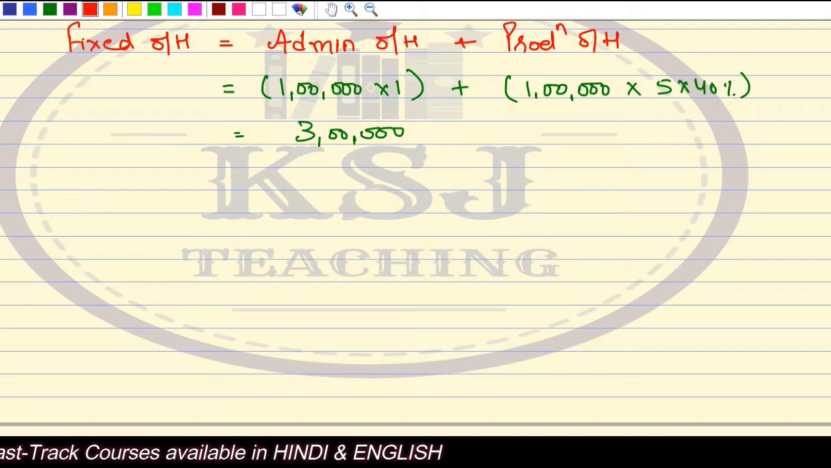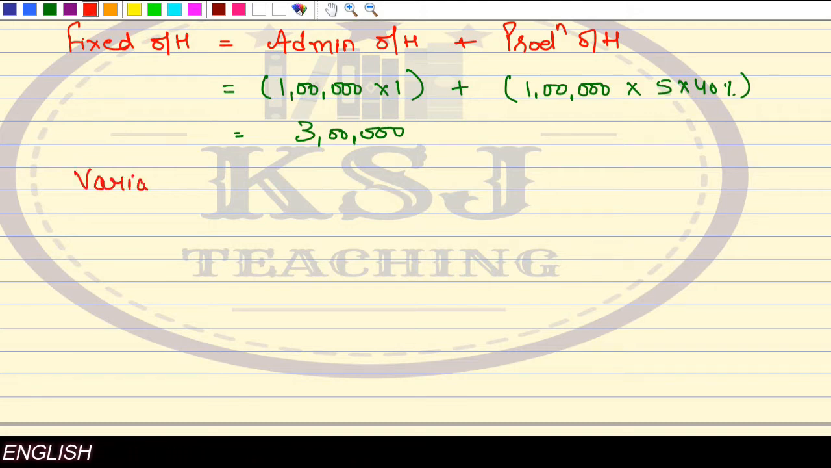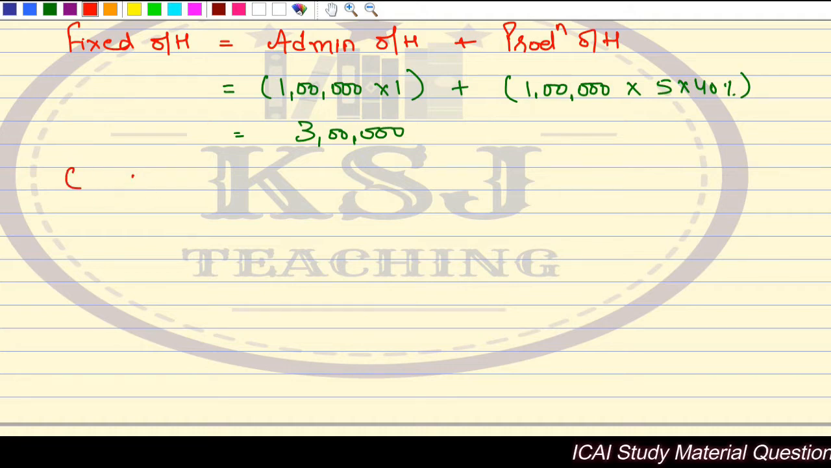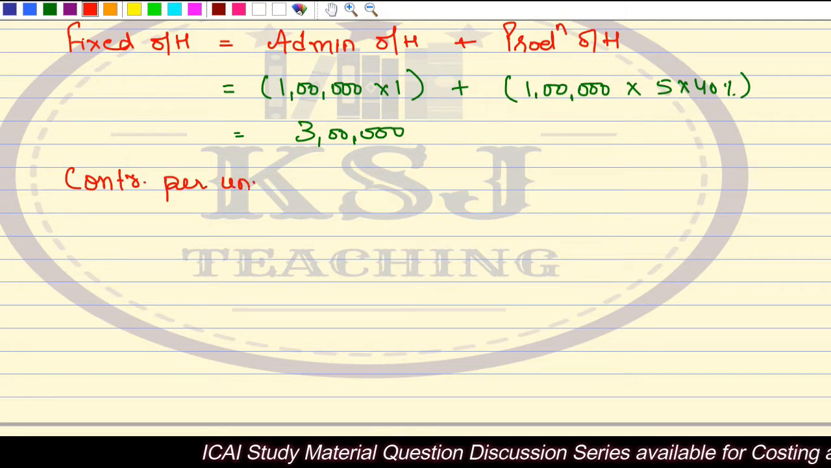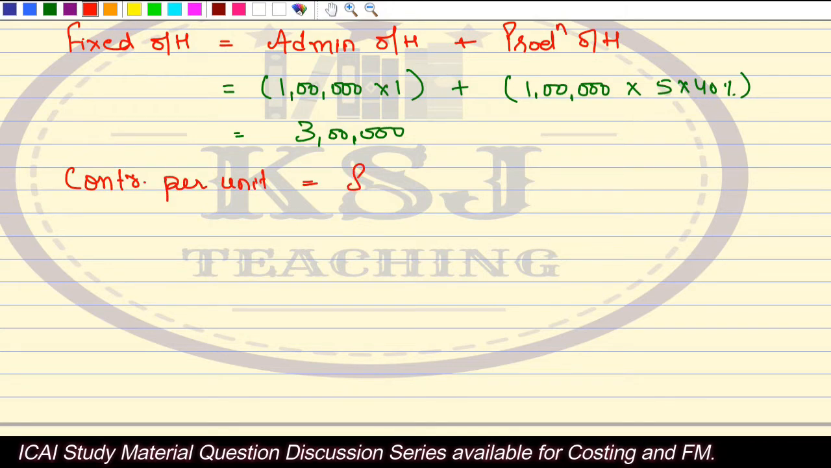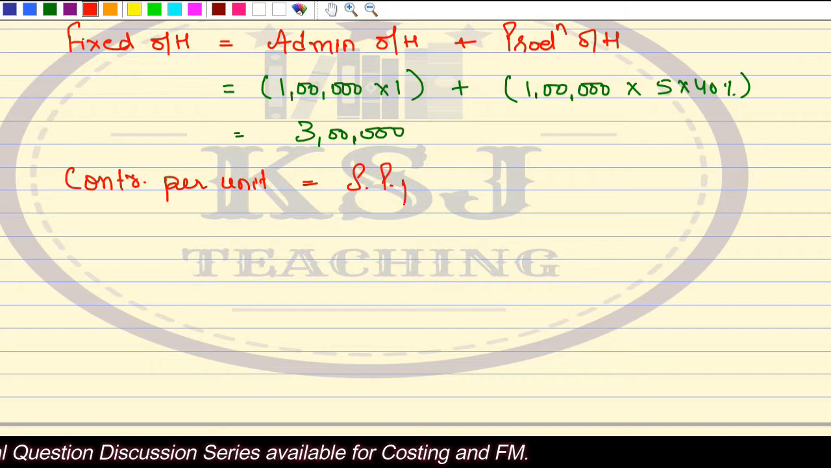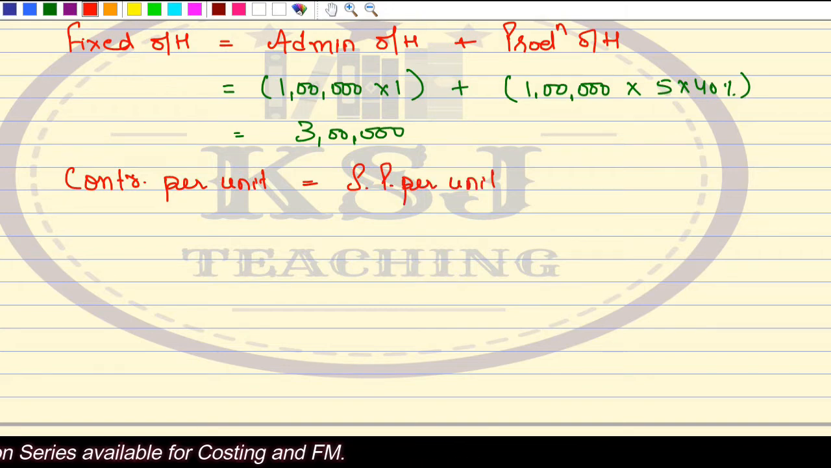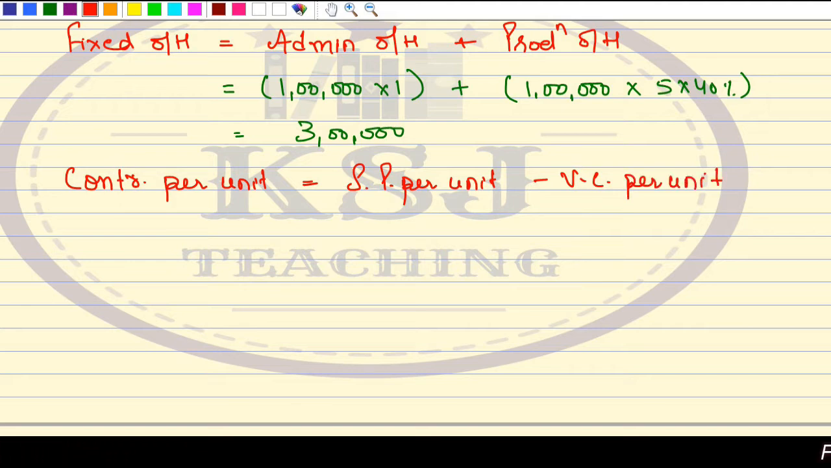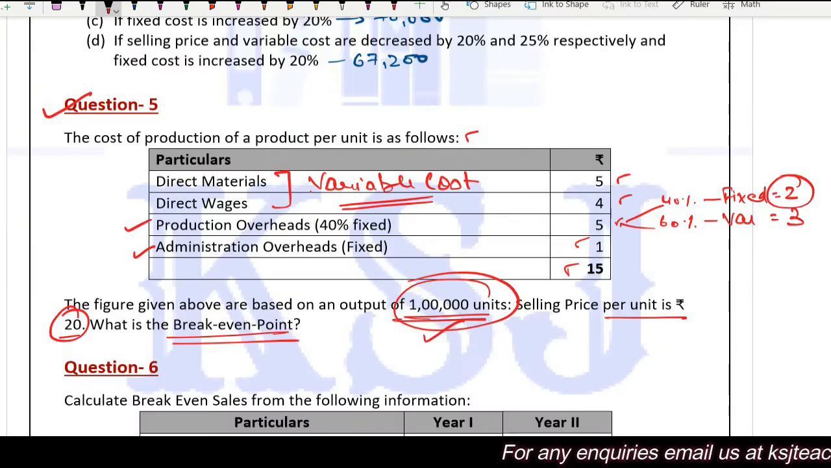Now, second thing, what is your variable overhead per unit? One second. We'll write it in a different way. The second thing that we need is contribution per unit. Contribution per unit is selling price per unit minus variable cost per unit. What is selling price per unit in this case? Selling price per unit is given to you as 20 rupees.